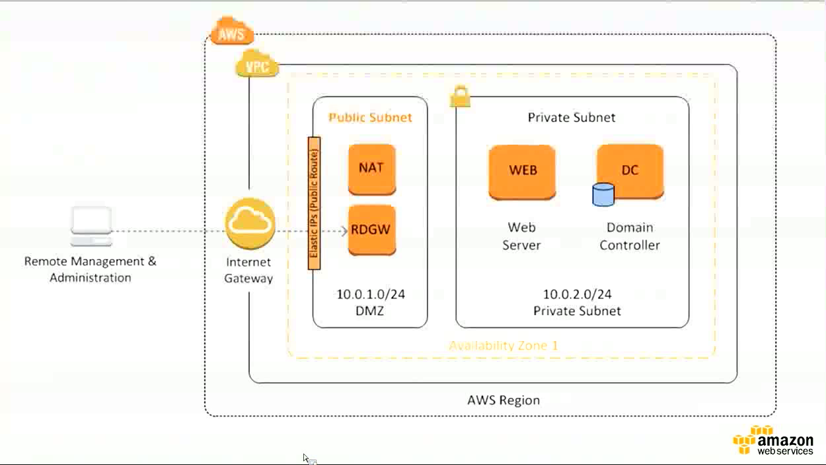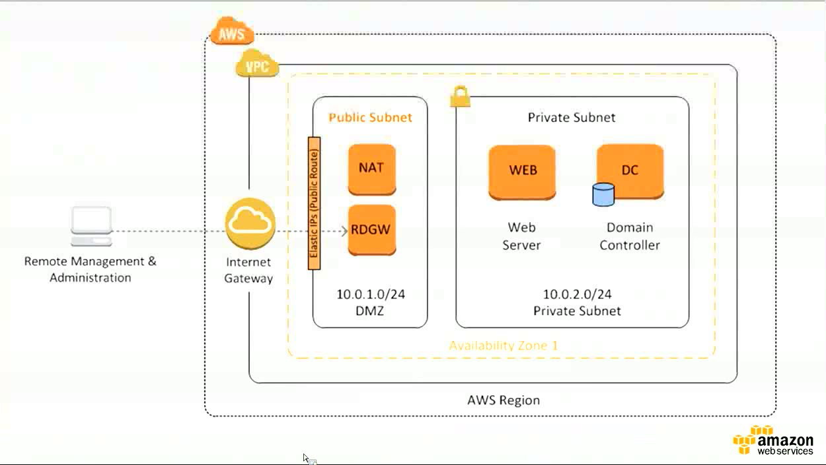The idea is that, especially in a Windows world where we've got domain controllers and things like that, it's nice to put those application servers in a private subnet that's shielded from the internet and sits behind a public subnet, which acts as a DMZ. We've got a remote desktop gateway in that DMZ. So if we want to do RDP and remote administration across the internet, we can do that without actually exposing the web server or the domain controller directly to the internet.